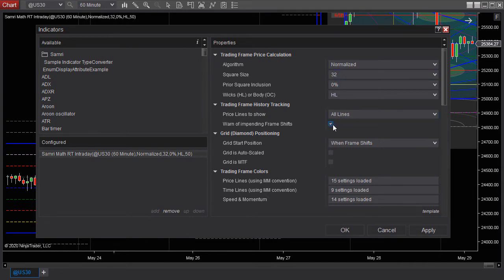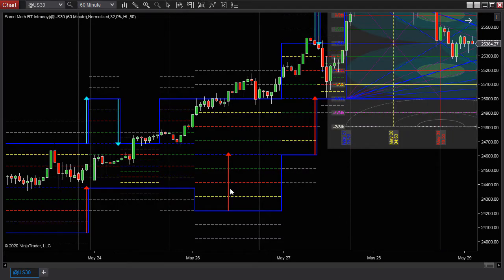So if I enable this, you're going to get sets of arrows on the chart like this. Right now you can't change the colors. I'll build that into the next version. But what happens is if a frame shift is likely to happen somewhere, it'll point out where that frame shift is likely to happen.